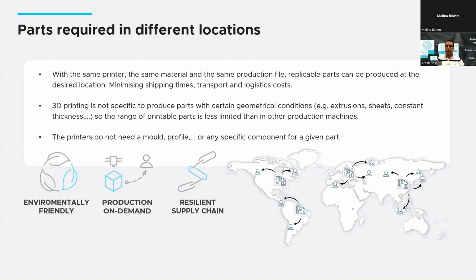And the other thing is that, of course, with one printer you can produce different types of products, so you don't need different machines to produce different parts, and also you don't need to have molds and profiles for the extrusion profiles, all these in any specific production plant, which then dramatically reduces your costs.